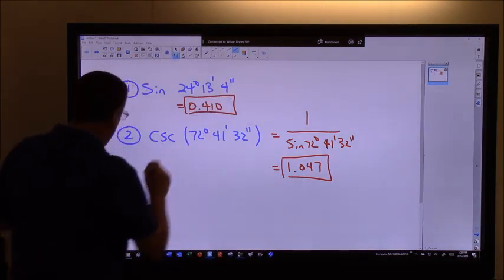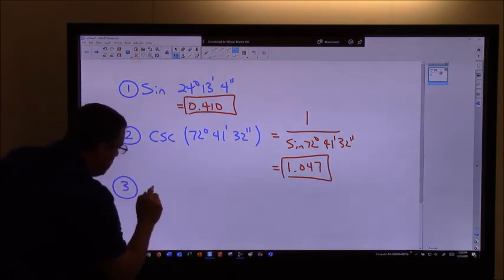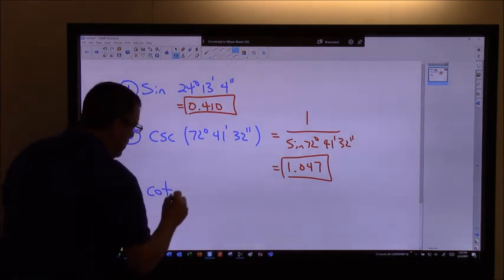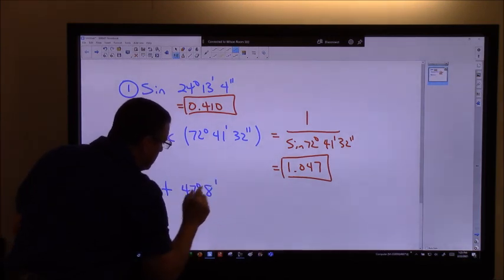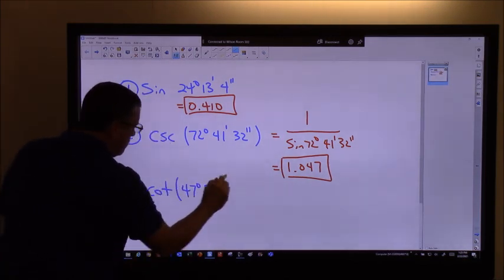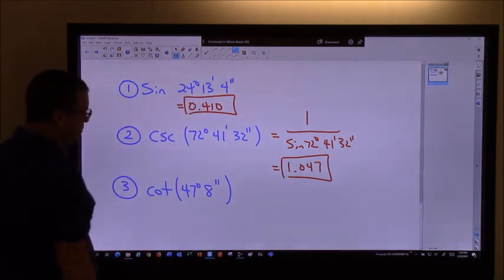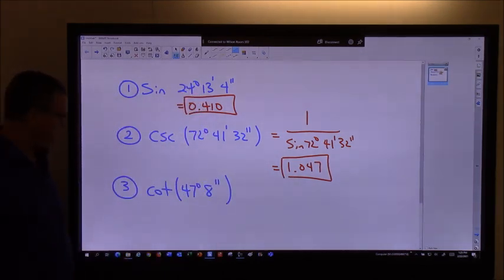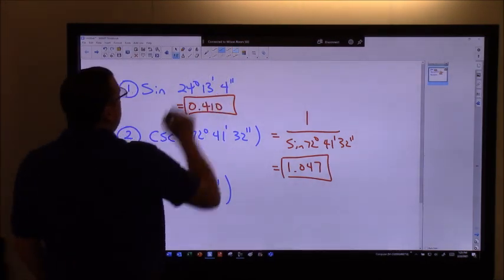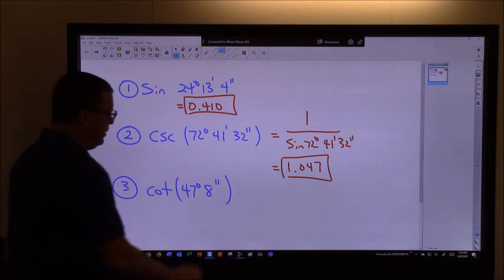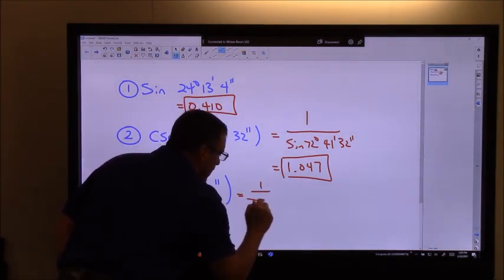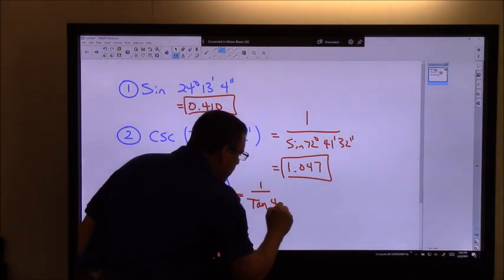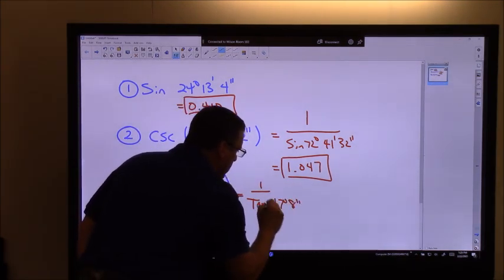All right, one more. This time I've got the cotangent of 47 degrees, 8 seconds. You guys see if you can do that. All right, so there's no cotangent button, and it's going to be the reciprocal of the tangent, so I want to do 1 divided by the tangent of 47 degrees, 8 seconds.